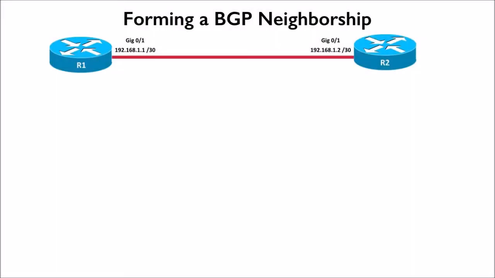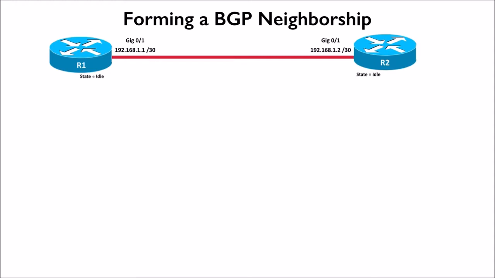In this video, let's take a look at how a couple of routers can form a BGP neighborship and what messages are used to communicate between a couple of BGP neighbors. Remember that unlike OSPF or EIGRP, which usually will use multicast messages to dynamically discover a neighbor, BGP requires that we statically configure the IP address of a neighbor.